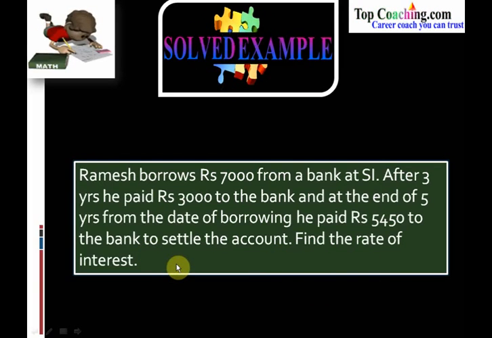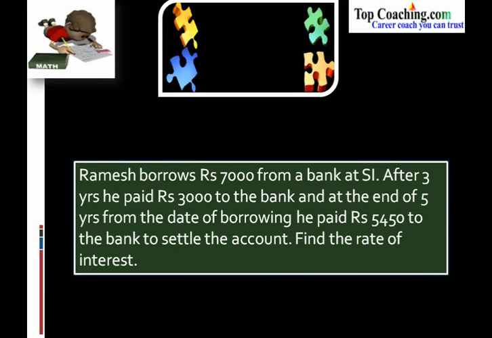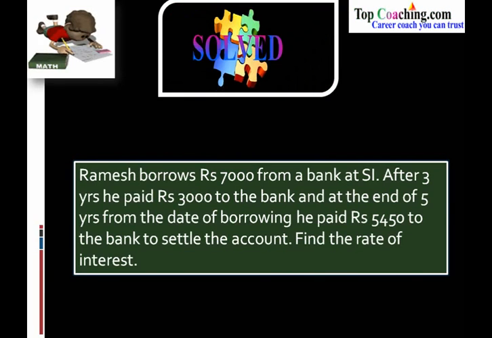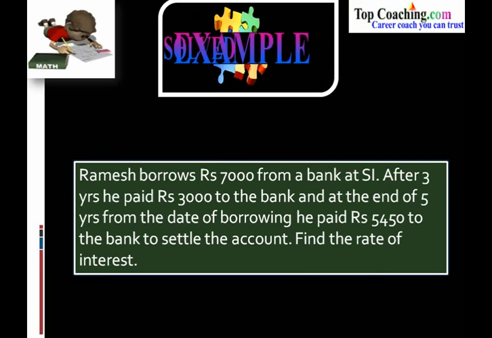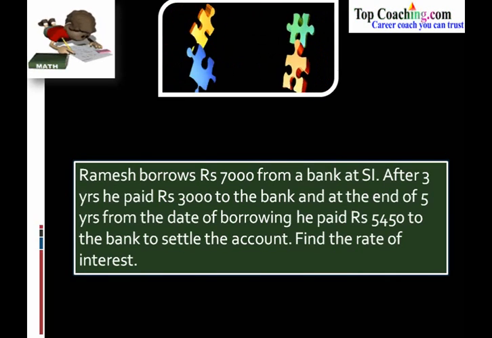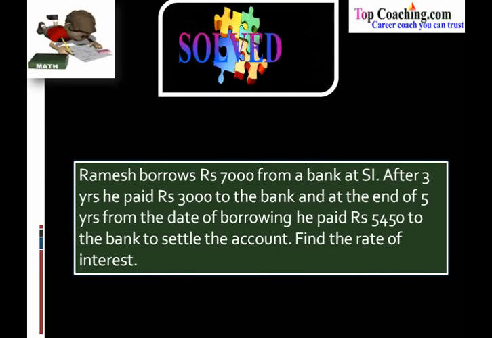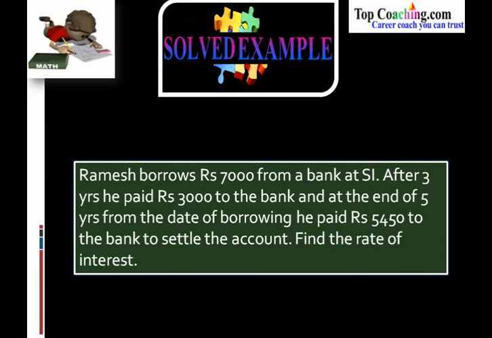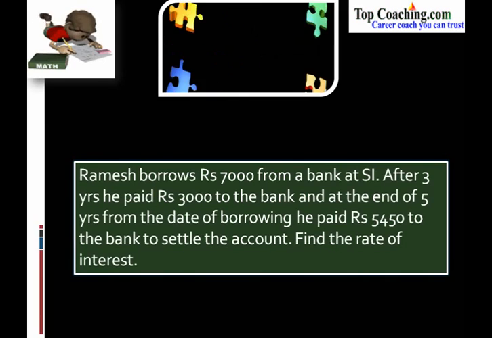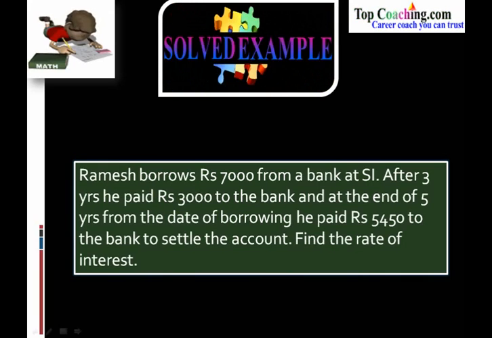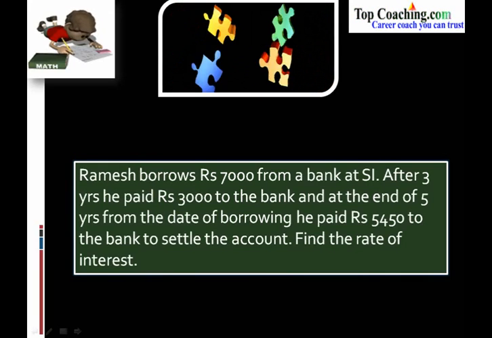So in this very problem, it says that Ramesh borrows rupees 7,000 from the bank at simple interest. Now after 3 years, he paid rupees 3,000 to the bank, and at the end of 5 years from the date of borrowing, he paid rupees 5,450 to the bank to settle the account. We have to find the rate of interest. Now let's see how to solve such type of problem.